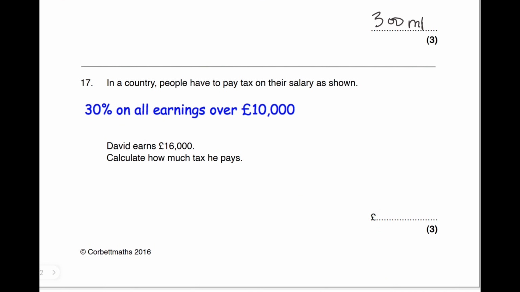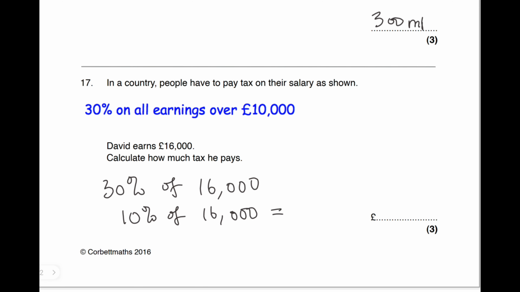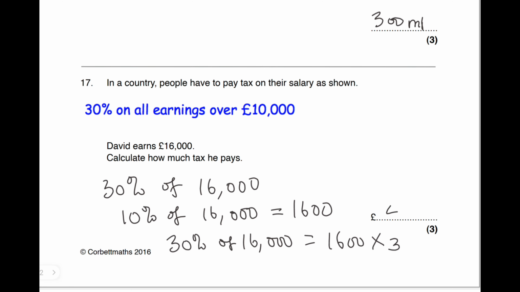In a country, people have to pay tax on their salary as shown, 30% on all earnings over £10,000. David earns £16,000. Calculate how much tax he has to pay. So what is 30% of 16,000? So that's easy. First of all, 10% of 16,000 is going to be 1,600. So that implies 30% of 16,000 is going to be 1,600 multiplied by 3, and that will give us 4,800.